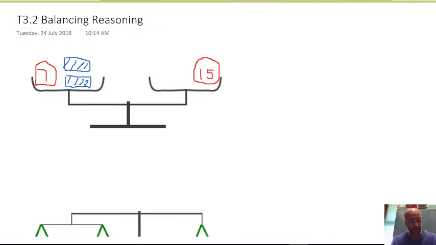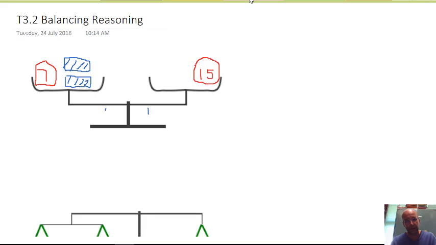We've got balancing reasoning, the reasoning to do with balancing. Let's consider the situation we have here. We have a set of scales or a balance, and it looks like the beam here is horizontal, so that would mean the mass on the left side equals the mass on the right side. We've got a mass of 7 on the left, and two identical objects in blue, the rectangular shape. We've got a 15 on the right, and they create balance.